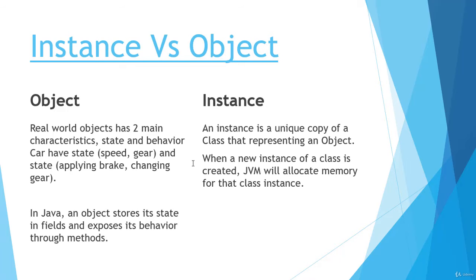Now let's compare instance with the object. Real world objects have two main characteristics, state and behavior.